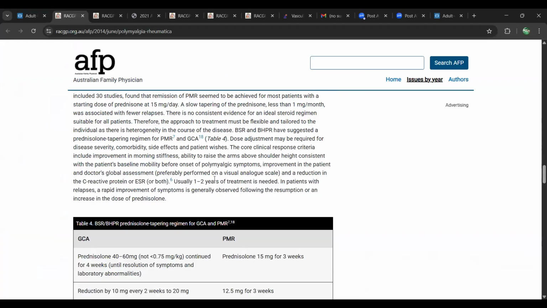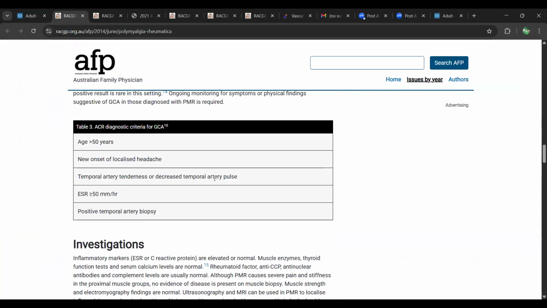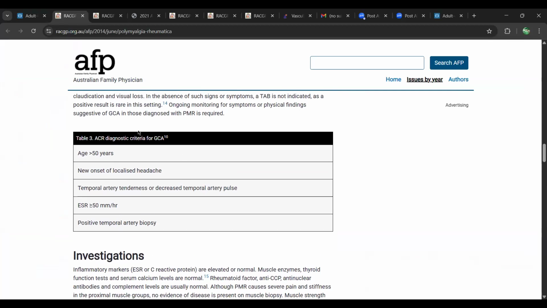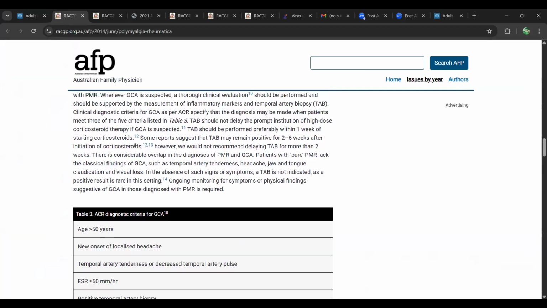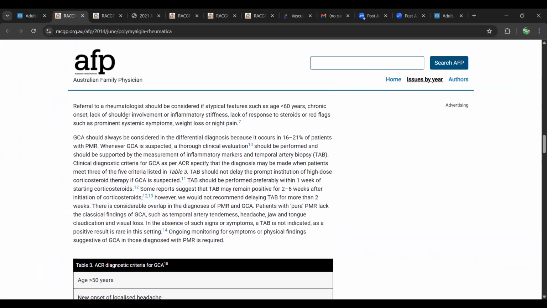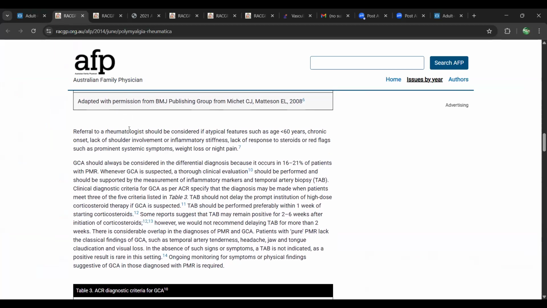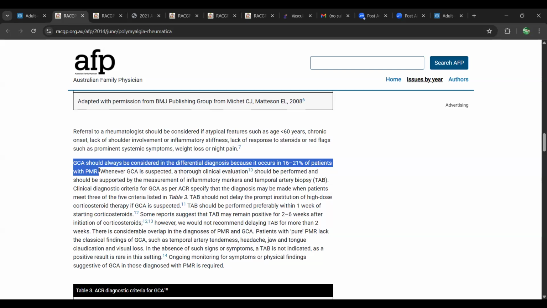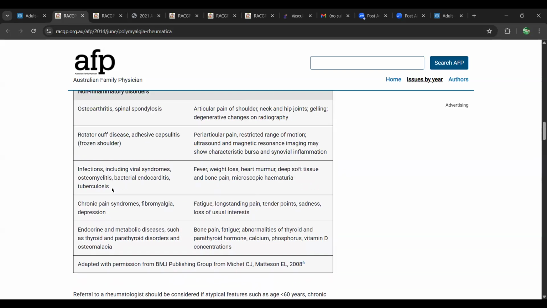This is from their guideline, right? So the AFP guideline, that is the RACGP guideline, basically. GCA should always be considered in the differential diagnosis because it occurs in 16 to 21% of patients with PMR, right?